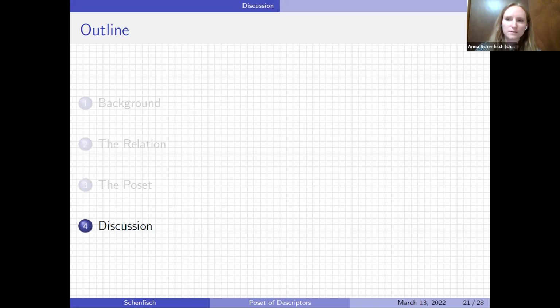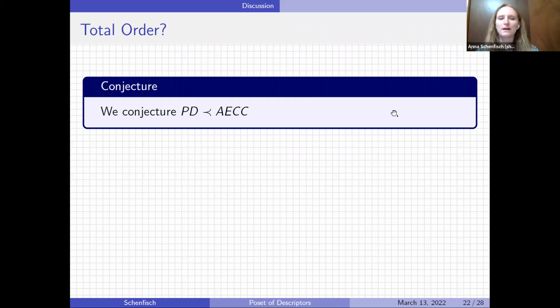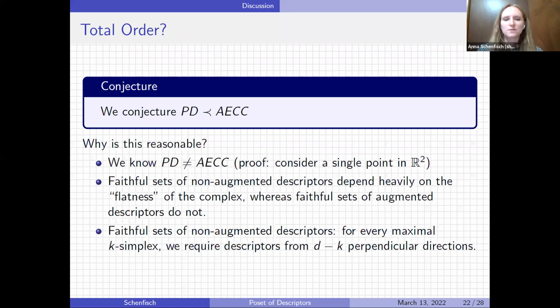So let's go now into a little bit of discussion about future work and what I think is possible. So we conjecture that persistence diagrams, so non-augmented, are strictly less than augmented Euler characteristic curves. So why would this be a reasonable conjecture?